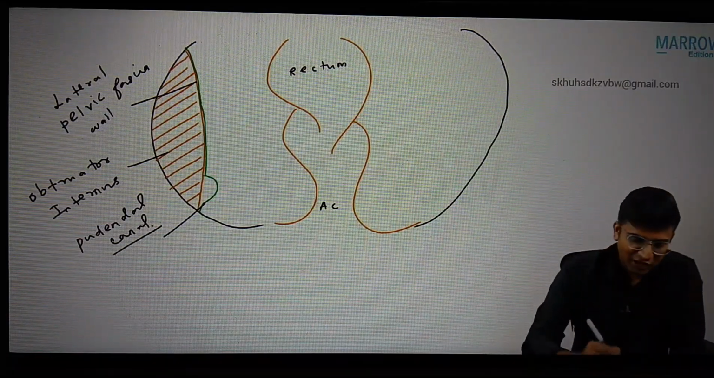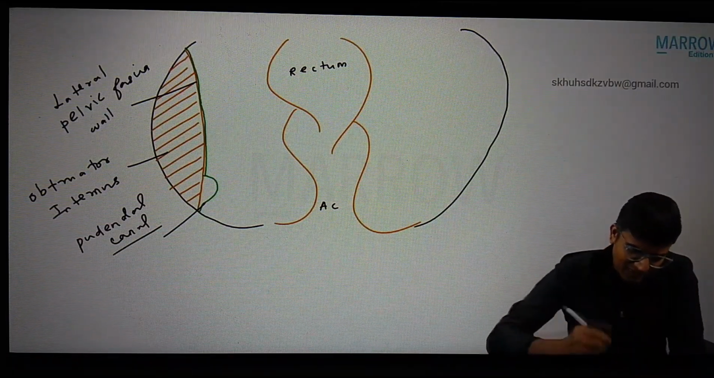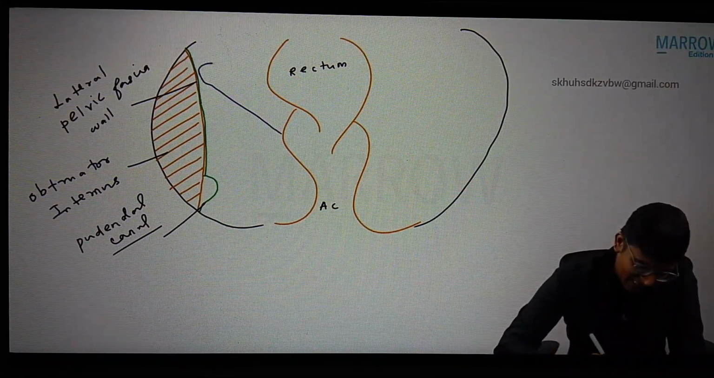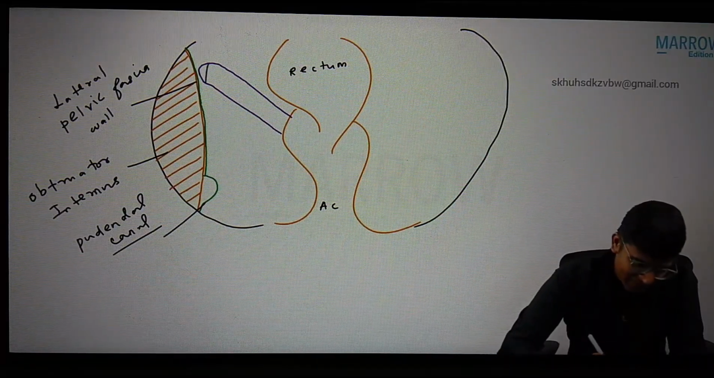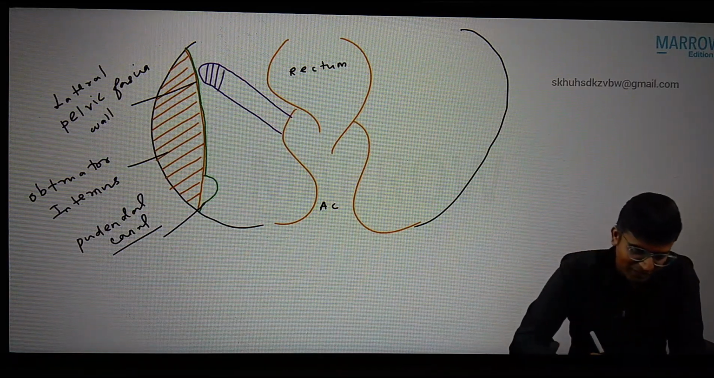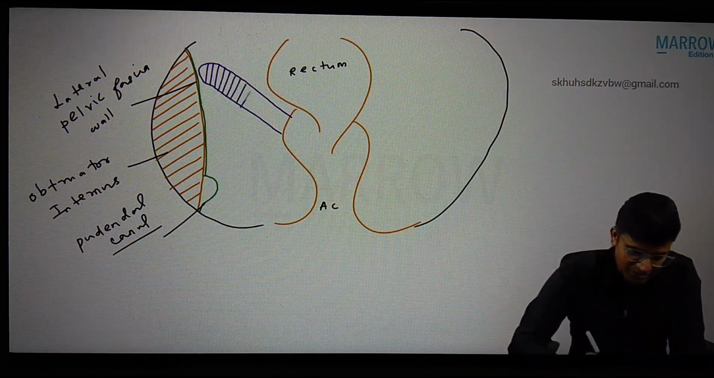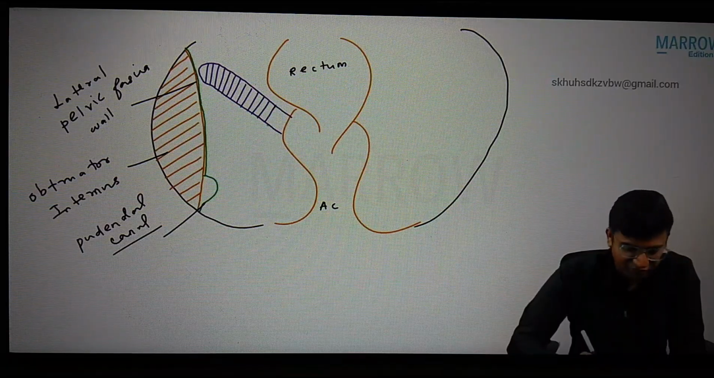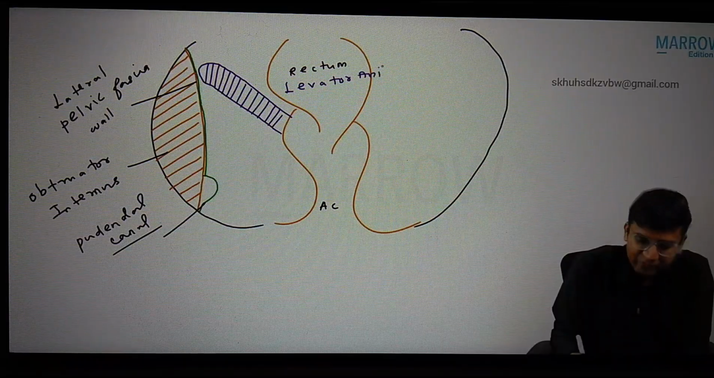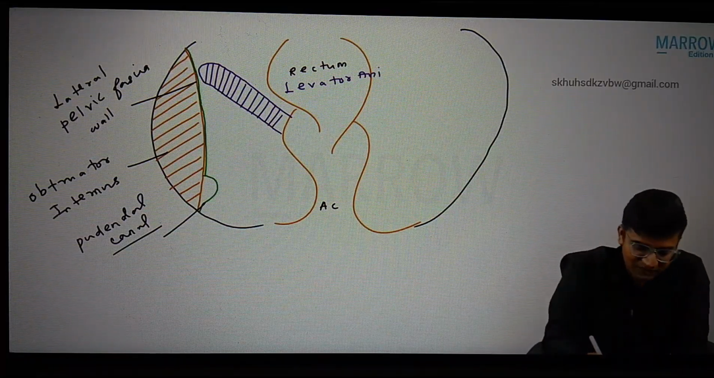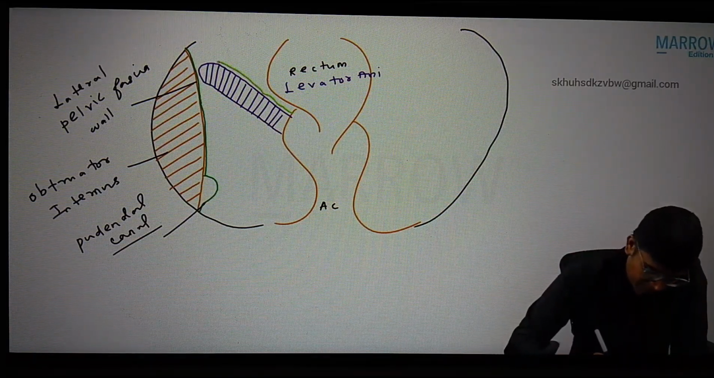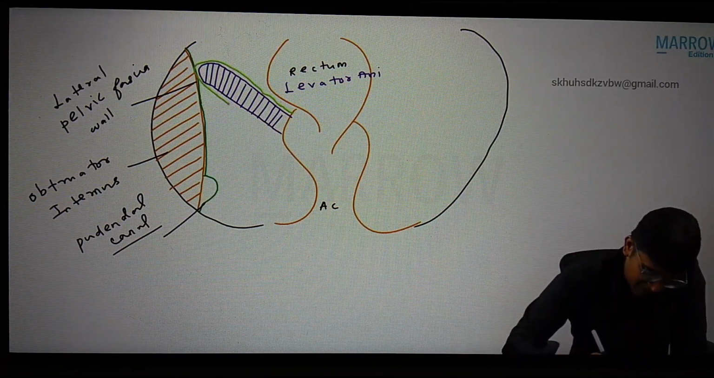Now medially we have a muscle. What muscle? Levator ani muscle. Medially we have the levator ani muscle. It is a part of the pelvic diaphragm. Again, we will see the pelvic diaphragm in detail later. Don't worry. Meanwhile, please note, the levator ani muscle is a part of the pelvic diaphragm. We have a fascia above and below this muscle. This is the fascia present above the levator ani muscle, and we also have the fascia below the levator ani muscle.